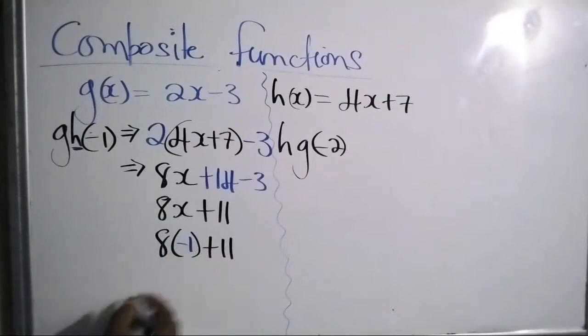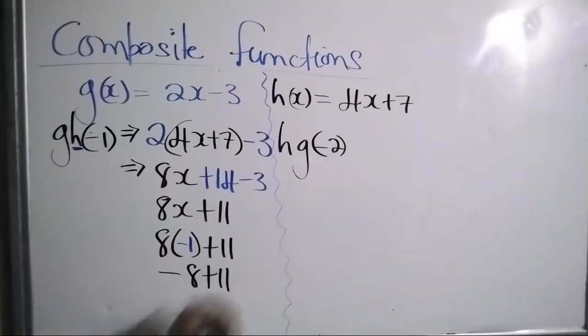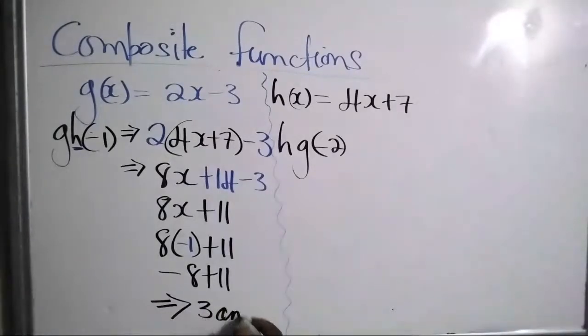So 8 times 1, that's -8 plus 11. Now the signs are different. Once the signs are different, we subtract. Alright? And that would give us +3. Why +3? Because the 11 is bigger.